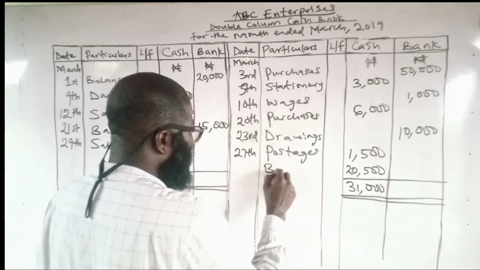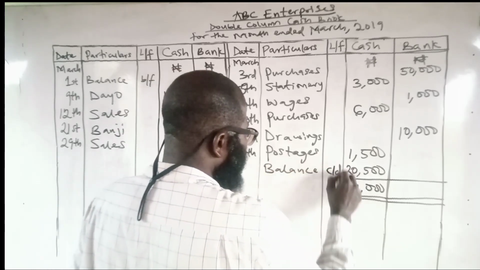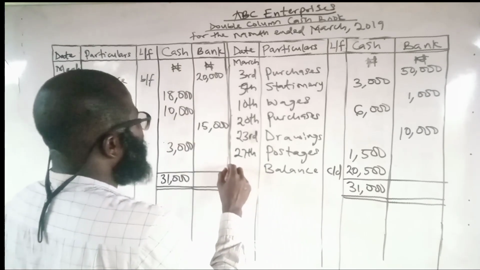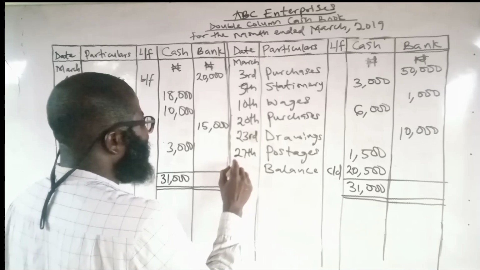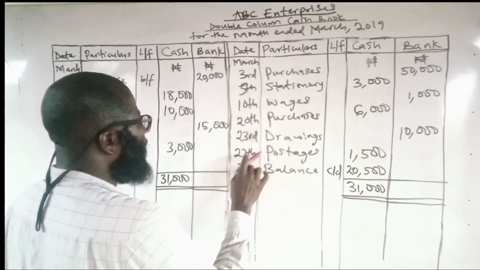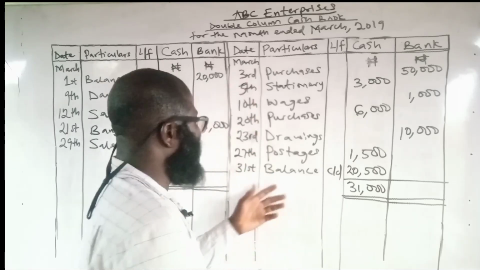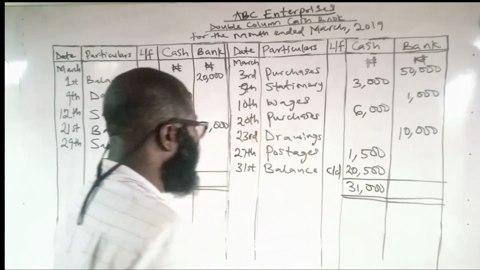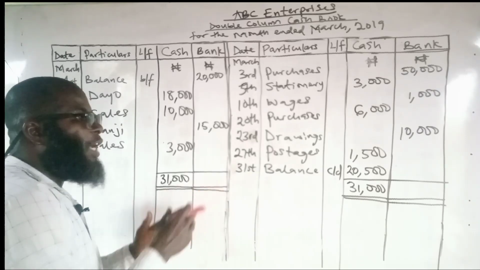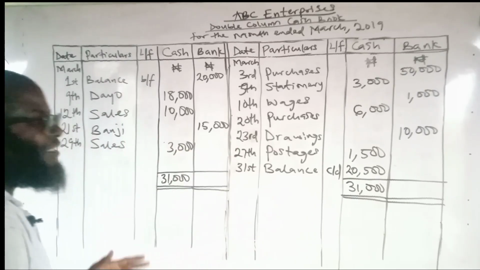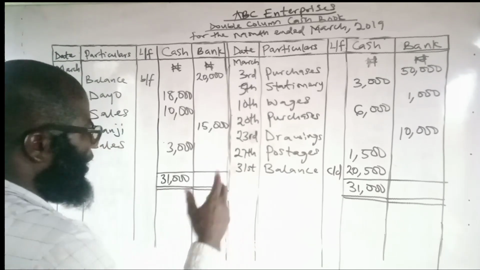Then you come here, balance carry down. Then you come here, this will be March, meaning that at the end of March 31st, ABC Enterprises is having 20,500 naira in his cash account. This is favorable balance, meaning that he still has much money in his account, I mean the cash account.